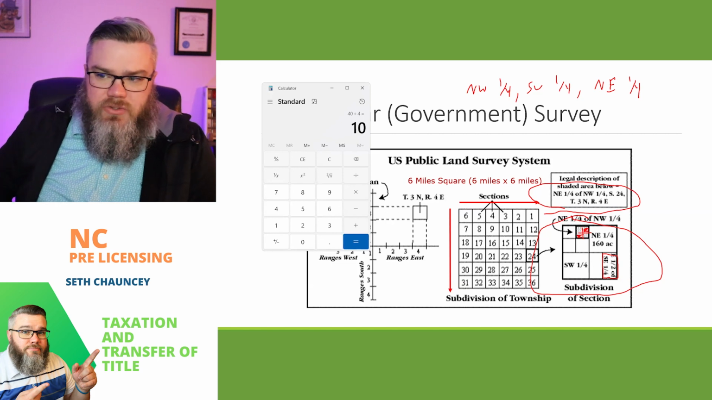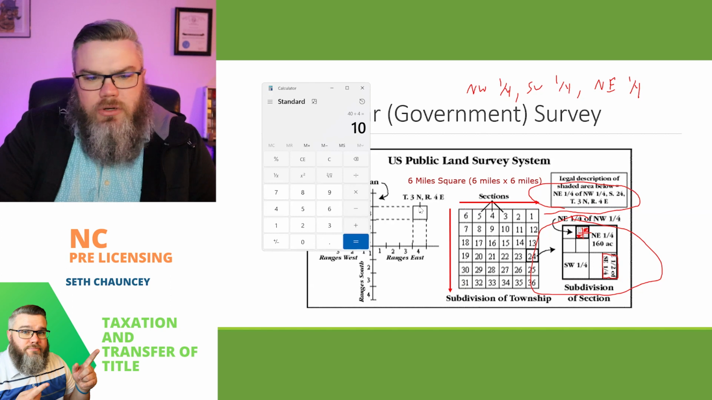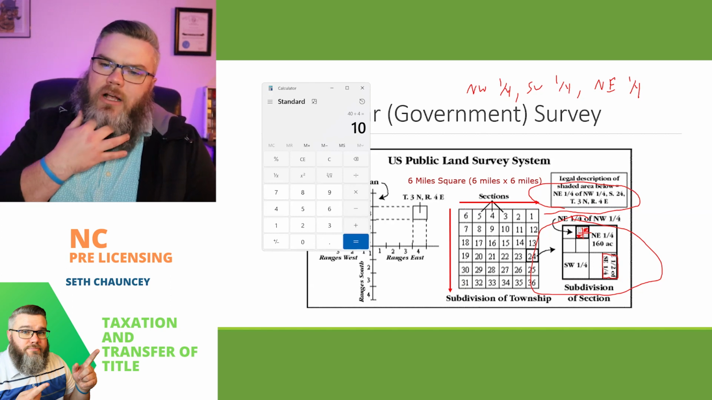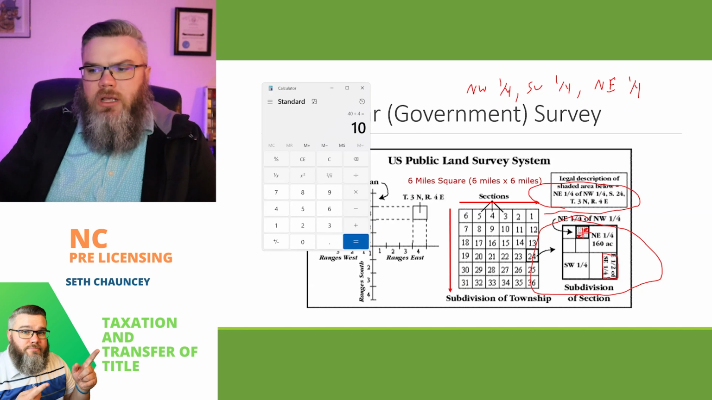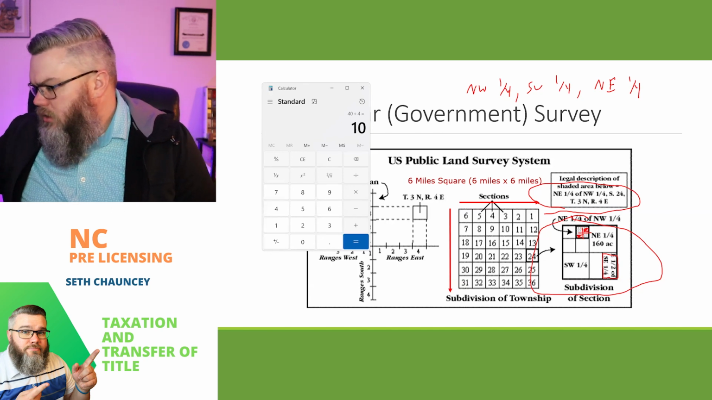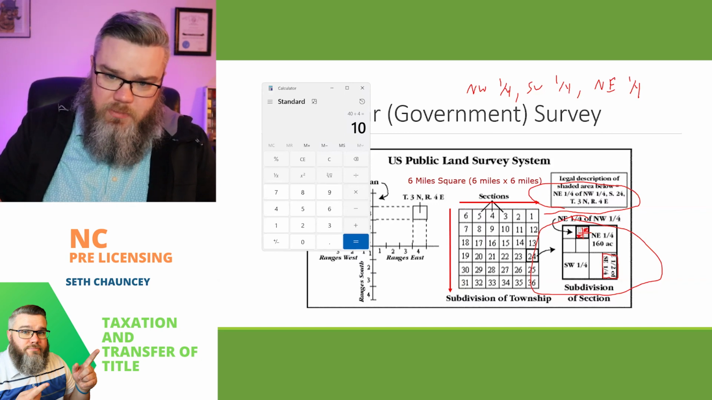But know what it is, and look back at the slides and just be able to understand these meridians and baselines, the townships, how many acres are in it, the way that it flows, things like that. That's really what you need to know. Which is really relieving for me to just teach you only this much. You know how much time I used to spend on this crap?